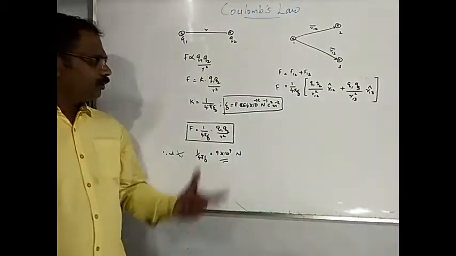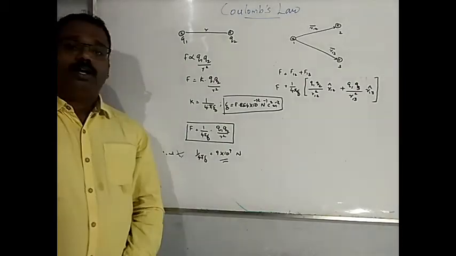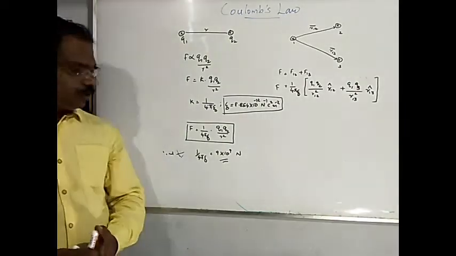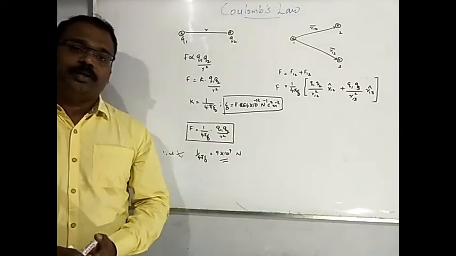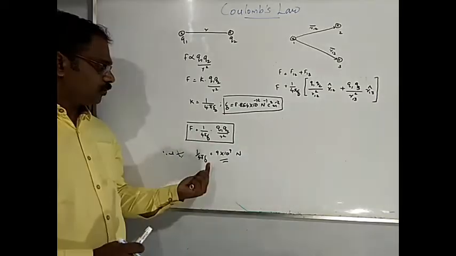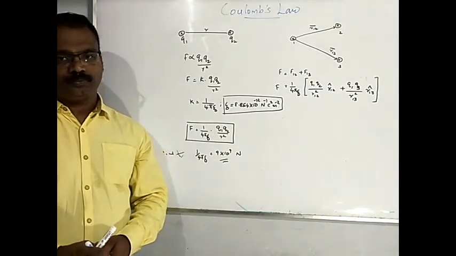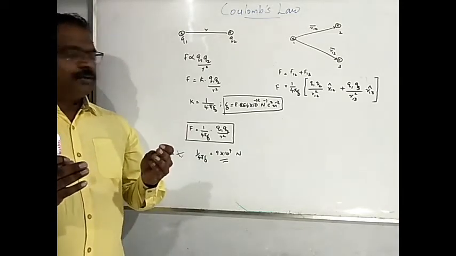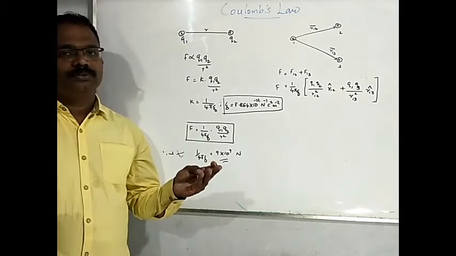Now this is the representation of Coulomb's law, that is F equal to 1 by 4 pi epsilon 0 into Q1 Q2 by r square. This value can be calculated, that is 1 by 4 pi epsilon 0 equal to 9 into 10 raised to 9 Newton meter square per Coulomb square. We have learned the statement for Coulomb's law.